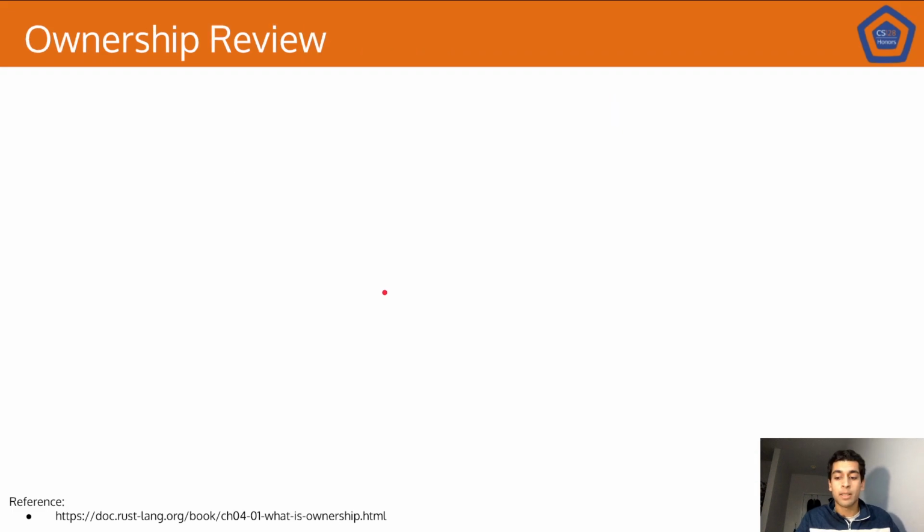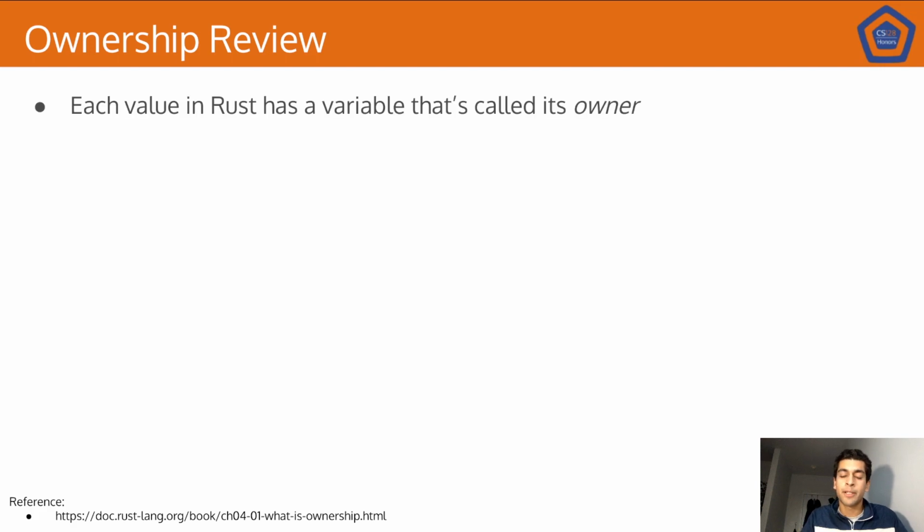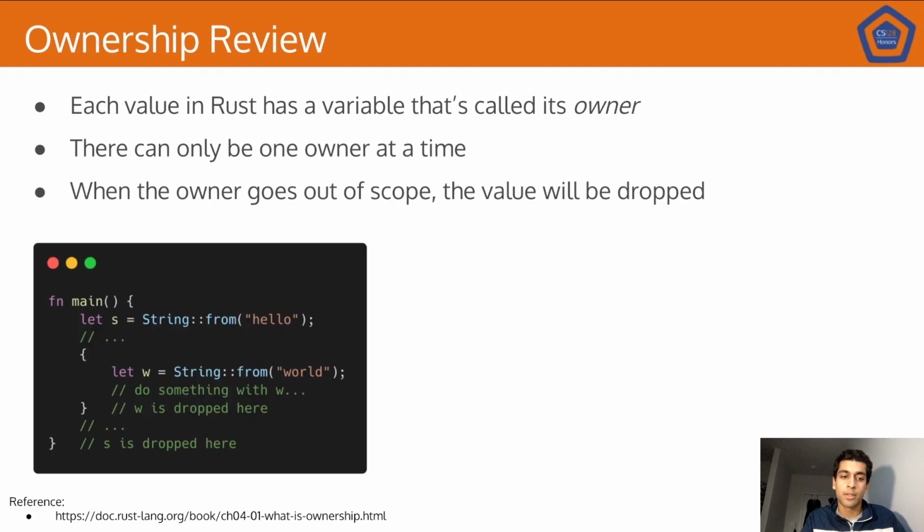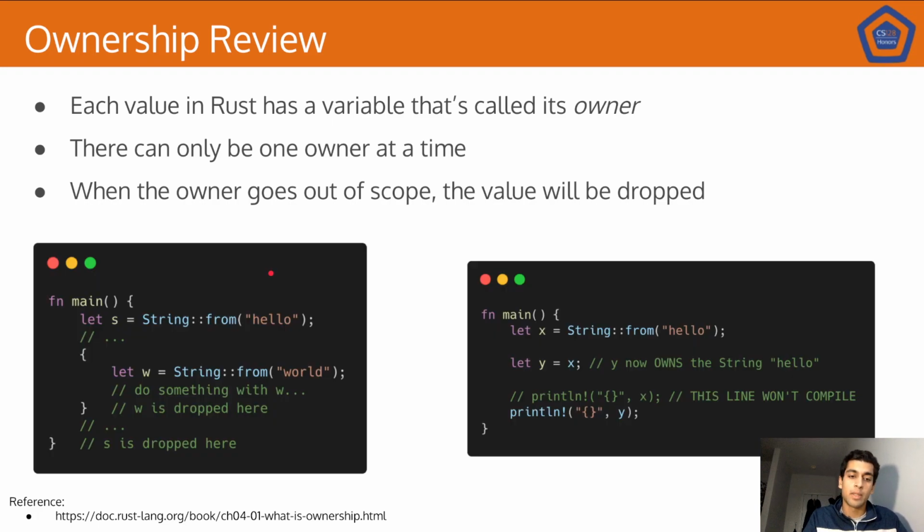Before we get into slices, I just want to review the 3 rules of ownership briefly. So each value in Rust has a variable called its owner. There can only be one owner at a time, and when the owner goes out of scope, the value will be dropped. So you saw this example in the last lecture, but S owns this piece of data hello, and S comes into scope on this line, and then we enter a new block of scope. W comes into scope here, W owns world, and at the end of this block of scope, W is dropped. And then finally, at the end of main, S is dropped.